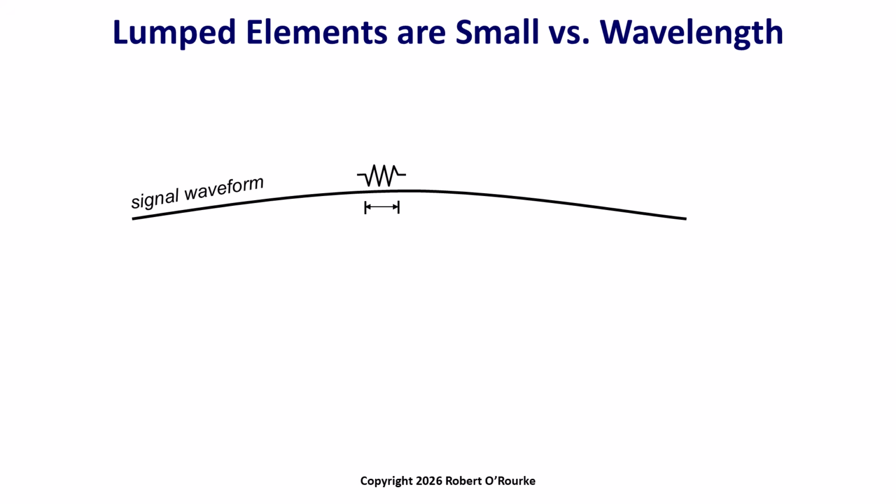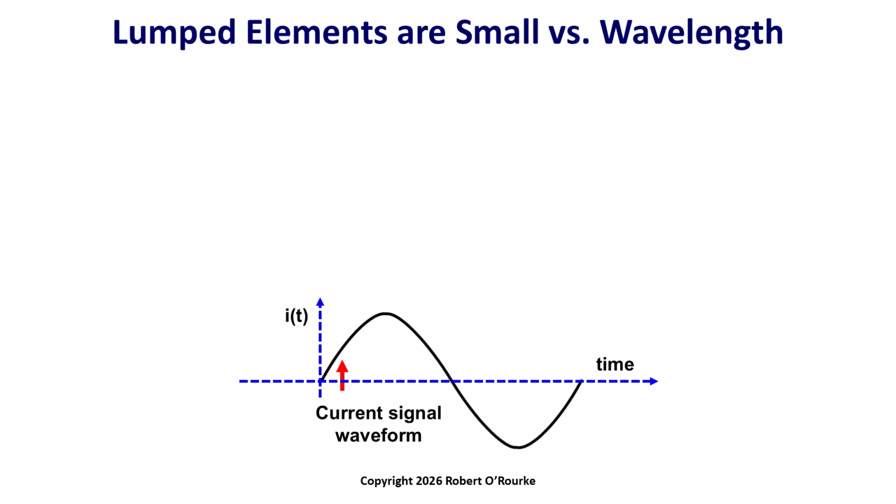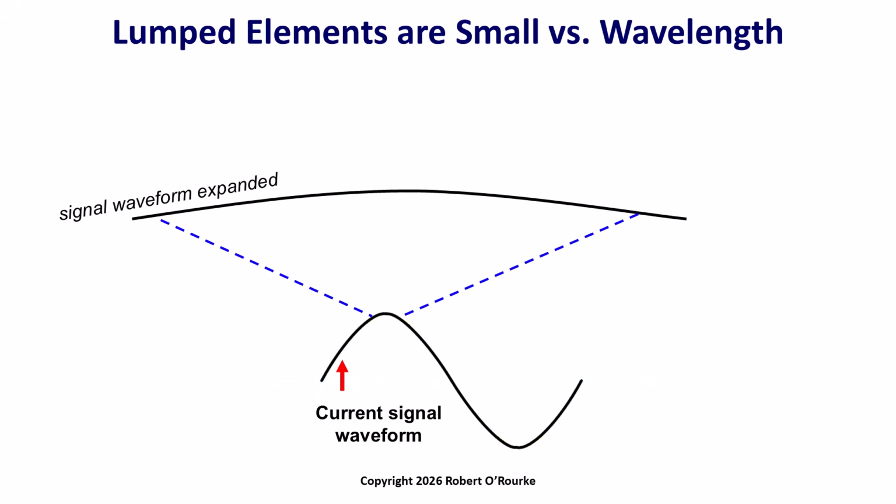Instead of the pure notion of completely dimensionless lumped circuit elements with no physical size, we might say that lumped elements are small with respect to the wavelength of the circuit signals of interest. The higher the frequency of the signal, the shorter the wavelength becomes. Let's say that we have a sinusoidal current signal in a circuit. The horizontal axis is time. Zoom in to focus on a short section of the top of the signal.